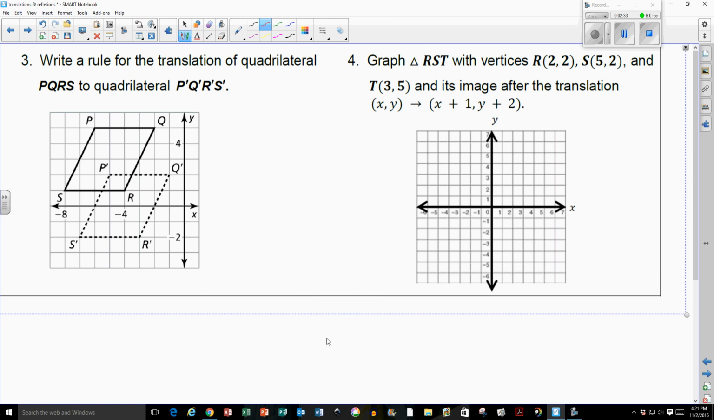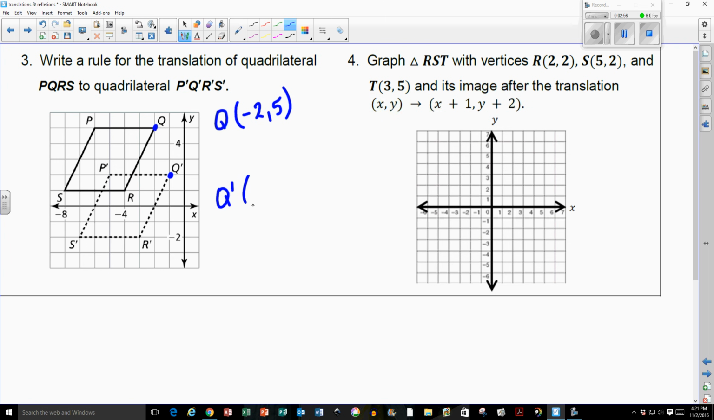All right, so let's write a rule. So sometimes you'll be given two figures and they'll want to know what the rule is. So you can pick any point. I'm going to choose Q and Q prime. So I'm going to find where Q is located. So Q is at 1, 2, 1, 2, 3, 4, 5. So it's negative 2, 5. Q prime is located at negative 1, 2.